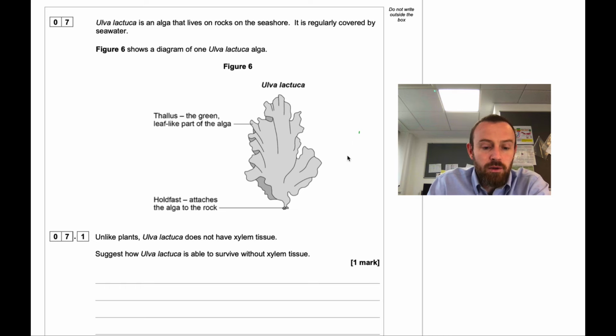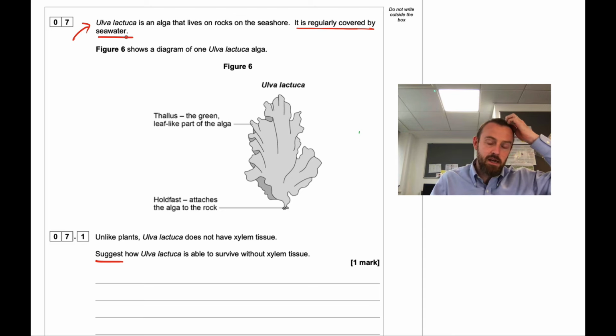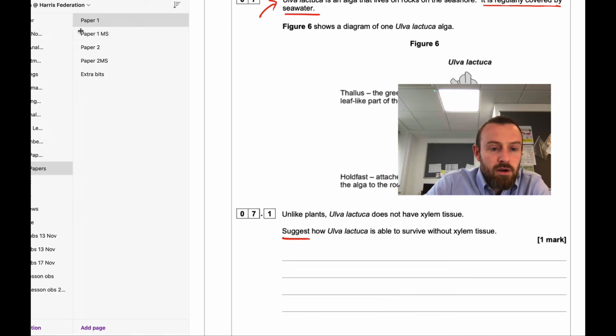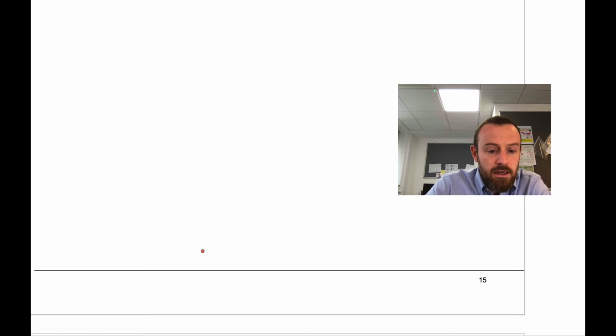Unlike plants, Ulva lactuca does not have xylem tissue. How is it able to survive? Well, this is a suggest question. Hopefully this appears to you quite quickly, but if you're struggling, always go back for a suggest question and read the information at the top. It says it right here: it is regularly covered by seawater. Because it's in the seawater, it doesn't need a water transport tissue. It just takes in enough water. I think we might need to say by osmosis from the sea, possibly. Let's quickly check the mark scheme and see if that's what they want you to say.